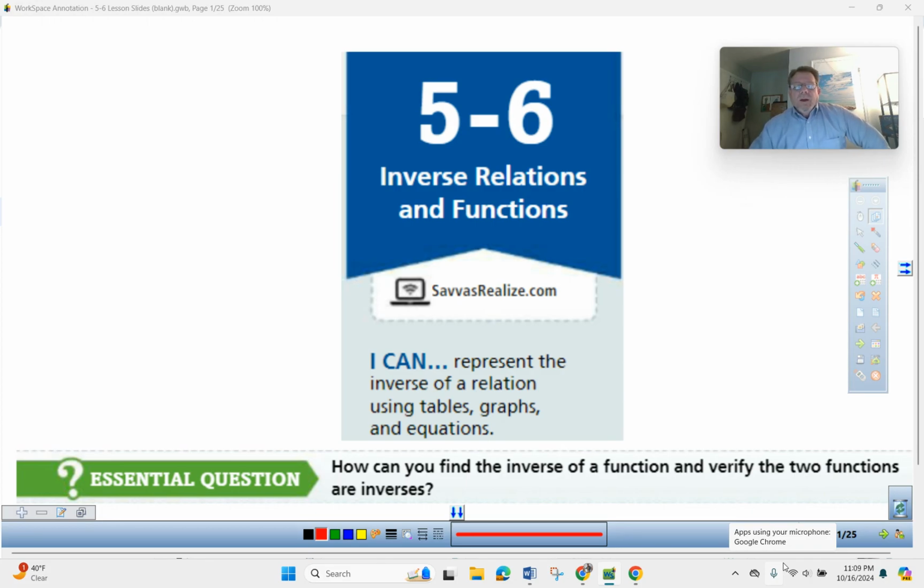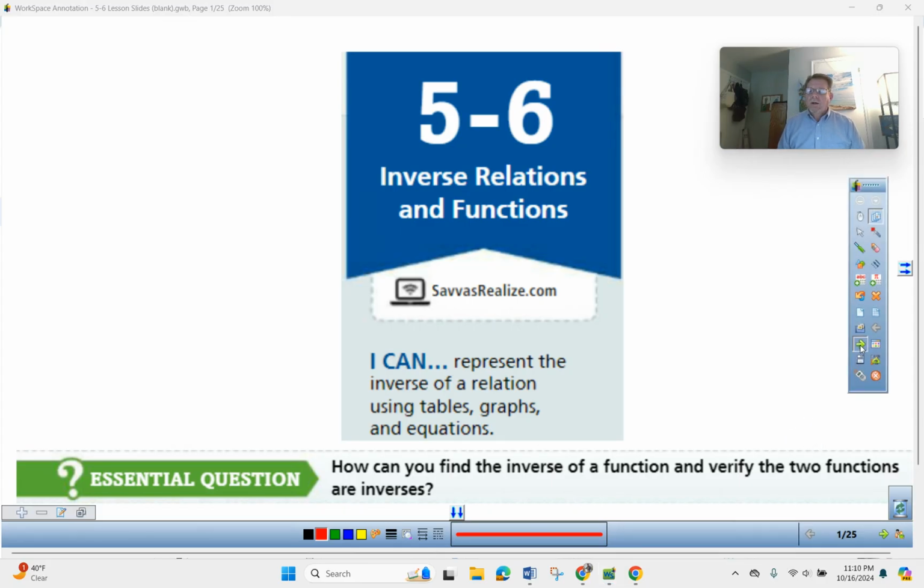Just a little fun. But what we're really going to be doing here is talking about the SAVVAS book on topic 5 and section 6, and this is called inverse relations and functions. So last section we talked about using the function notation and composition of functions, and that's going to come in for today. For today, it says I can represent the inverse of a relation using tables, graphs, and equations. And the essential question is, how can you find the inverse of a function and verify the two functions are inverses? So that's what we're trying to get accomplished today.